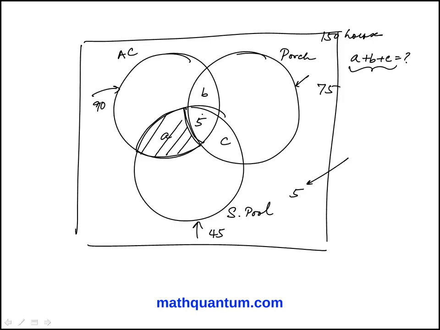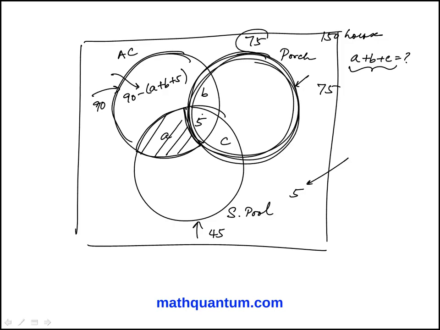So the condition is, this entire circle is 90, which means that just this part is going to be 90 minus (A plus B plus 5). So it's this piece here. I know that this entire circle is 75, and I can find this piece here as well. This is going to be 45 minus (A plus C plus 5). So that's this region here.